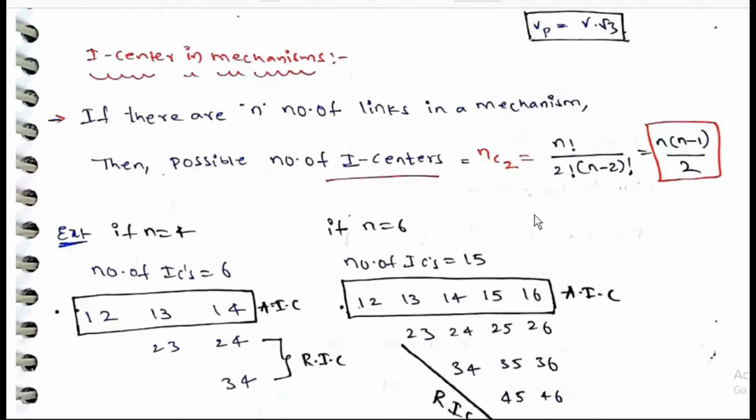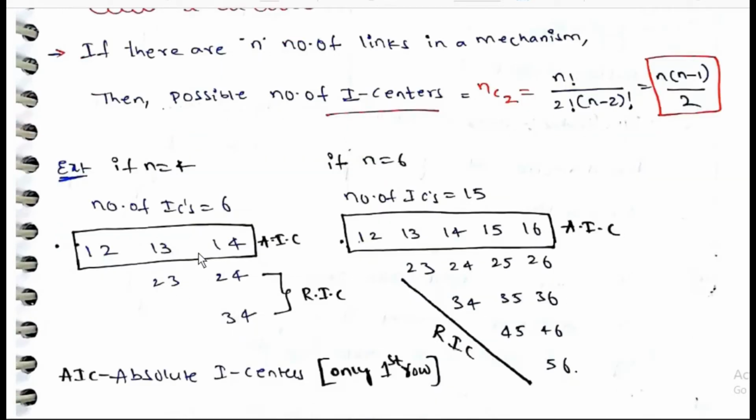I-centers in a mechanism. If there are n number of links in a mechanism, then the possible number of I-centers is nC2, which is n factorial by 2 factorial into n minus 2 factorial, equal to n into n minus 1 by 2. If n is equal to 4, the number of I-centers is 4 into 3 by 2, which is 6: 12, 13, 14. Like if 1 is fixed, these are absolute I-centers, and 23, 24, 34 are relative I-centers.